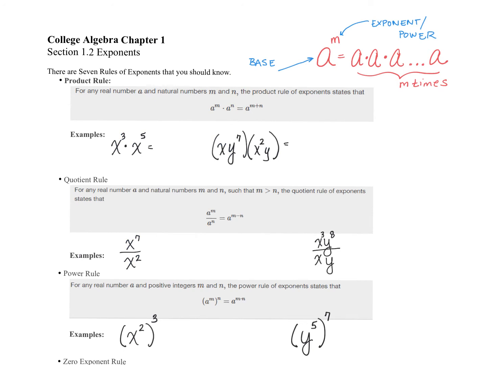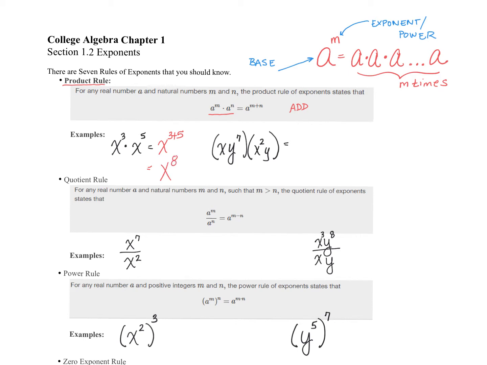There are actually 7 rules of exponents that you should know. The first one is called the product rule, and it states that if you're going to multiply the same base to different exponents, they could be the same exponent, you add the exponents. So, quick example here, if we have x cubed times x to the 5th power, we get x to the 3 plus 5, or alternately x to the 8th.